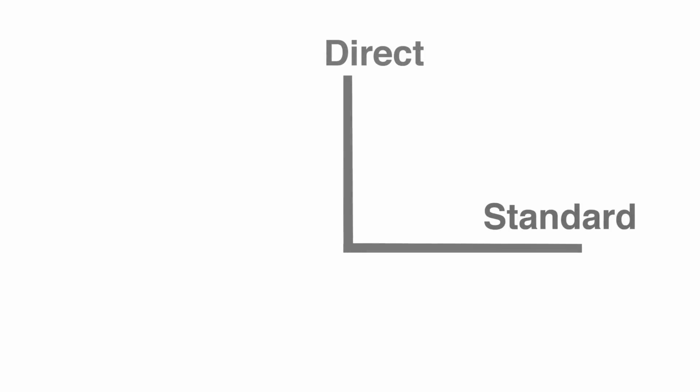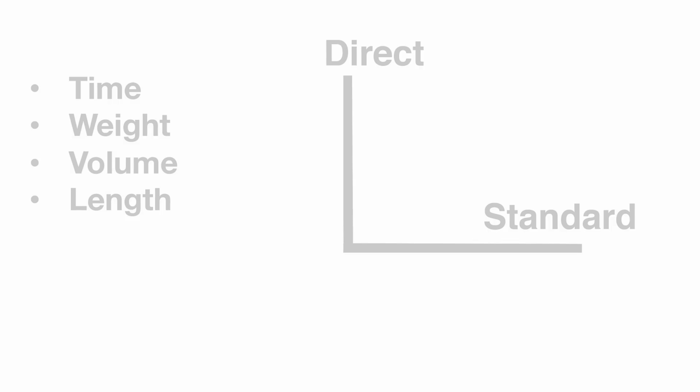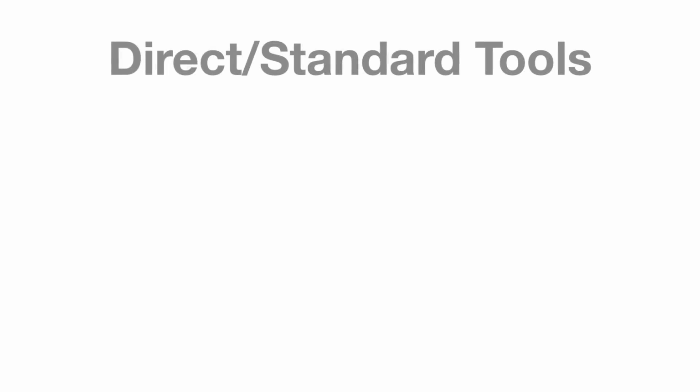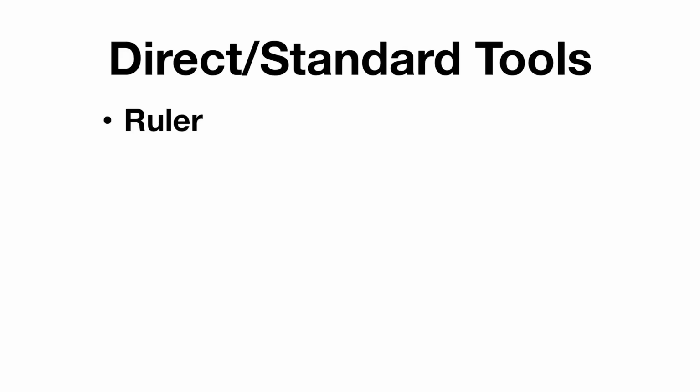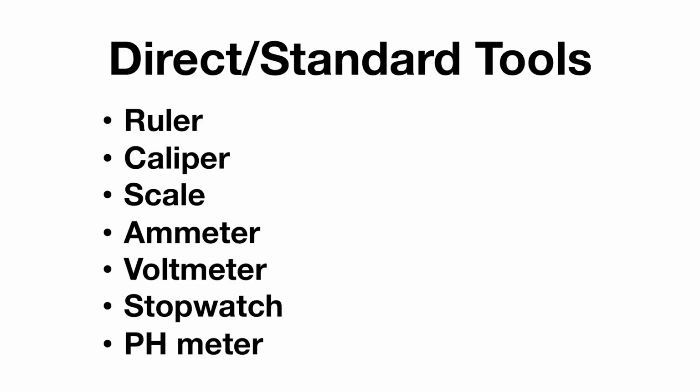Direct and standard measurements can be measured now and with a measuring instrument. Examples of characteristics of direct measurements include time, weight, volume, and length. All of these measurements can be associated with a defined international standard, such as SI units. Here is a partial list of tools used for direct and standard measurements: ruler, caliper, scale, ammeter, voltmeter, stopwatch, and pH meter.